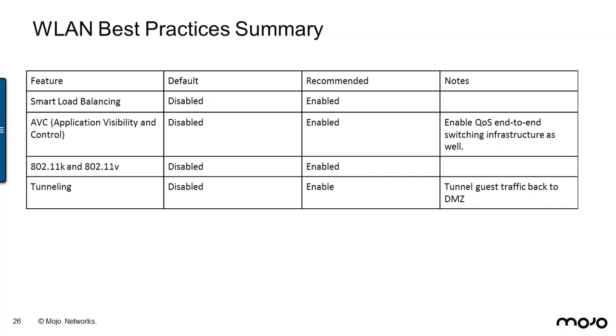And tunneling. That's a feature where you would tunnel guest traffic so that it wouldn't go over the main VLANs. It would go over a tunnel to the DMZ for all of your guest traffic in the campus.